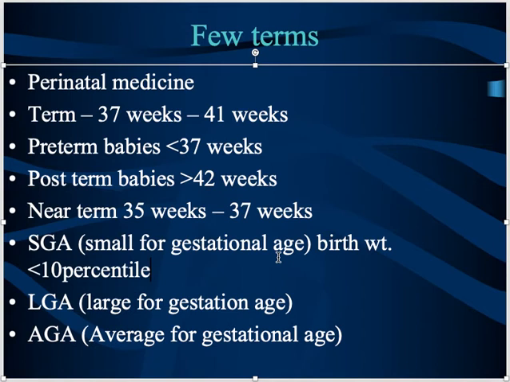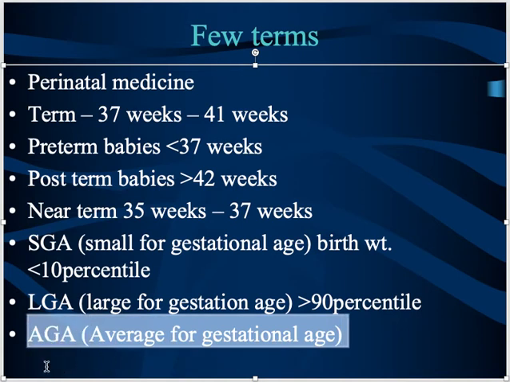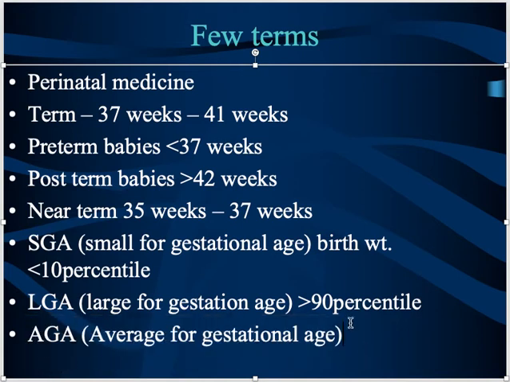Large for gestational age is when their birth weight is more than 90 percentile, or you can say two standard deviations on the other side. And anyone who lies within the two standard deviations, we call them average for gestational age. This one is not used much, because these are the normal weights, so we don't care about that. We consider that as normal.